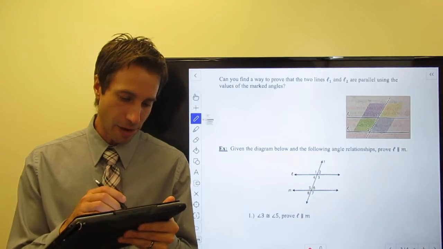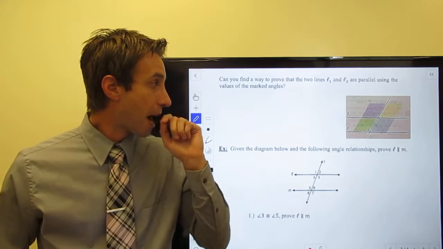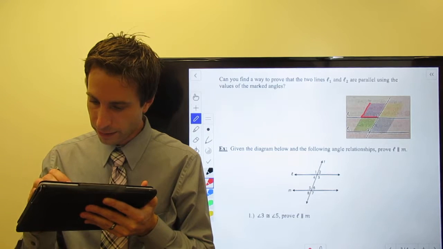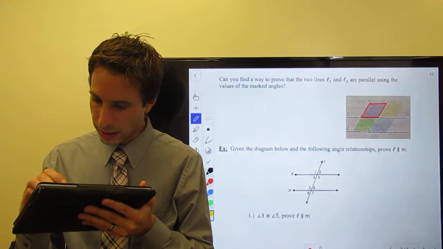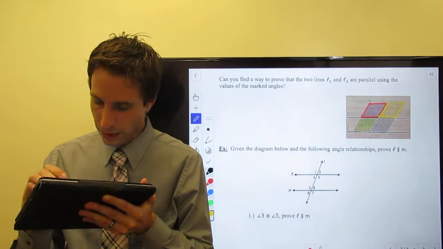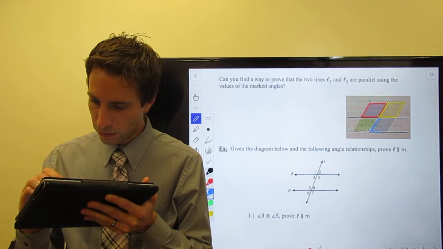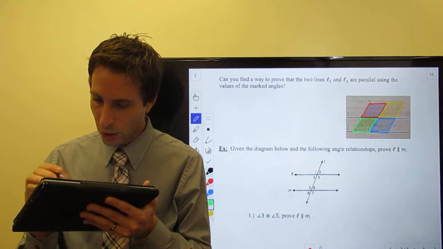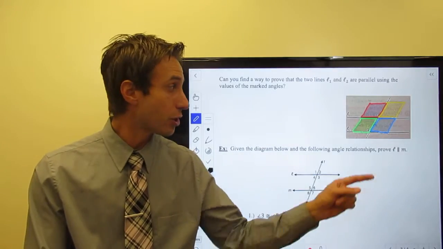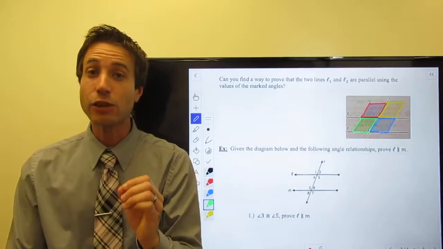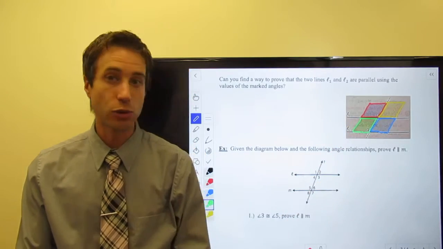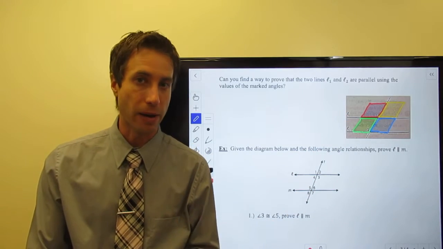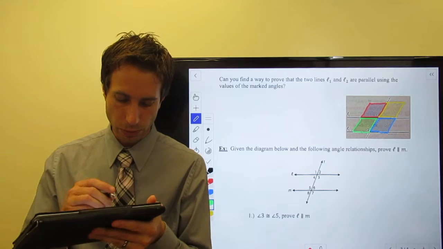Hopefully you can see there. If not, I will put them in for you. I have tile right here in red. This one is yellow. This one is blue. And this one is green. What I've done is I have given you the measure of angle 1 and angle 2. Using those angles, can you prove L1 and L2 are parallel lines? Okay, let's see what we can do.